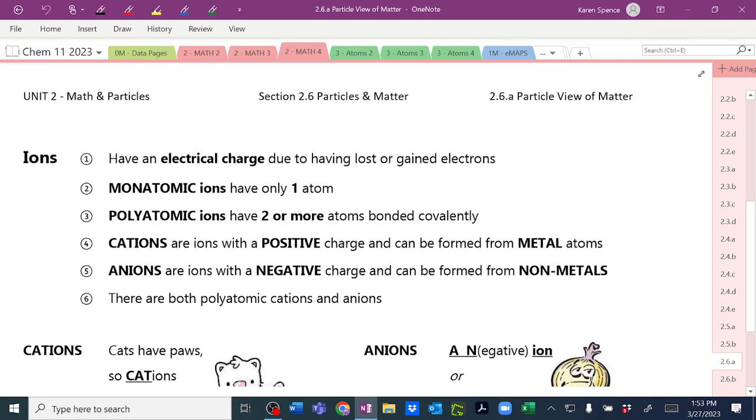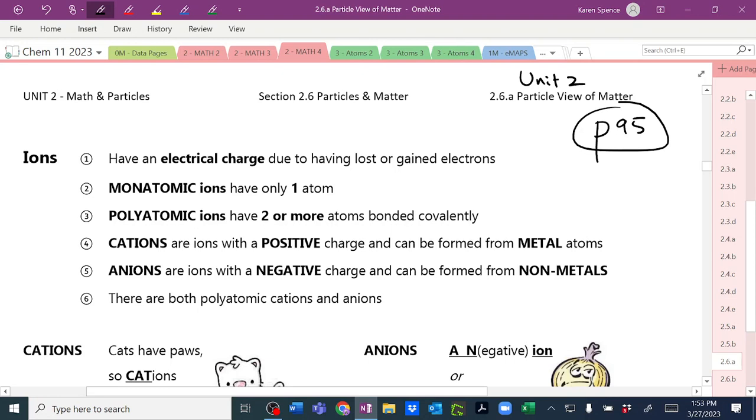Okay. So we are on page 95 in unit 2. Do you have your unit 2 book with you today? Excellent. Okay. That's unit 3.